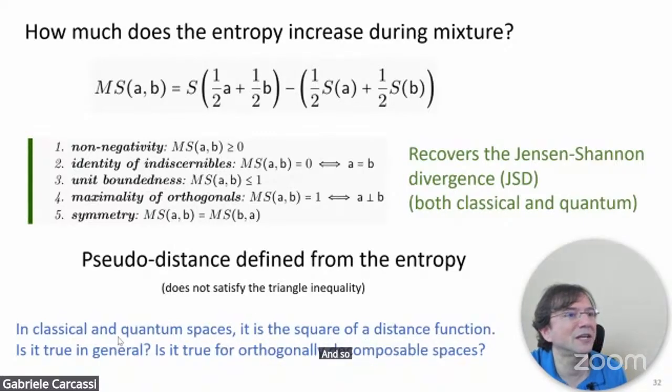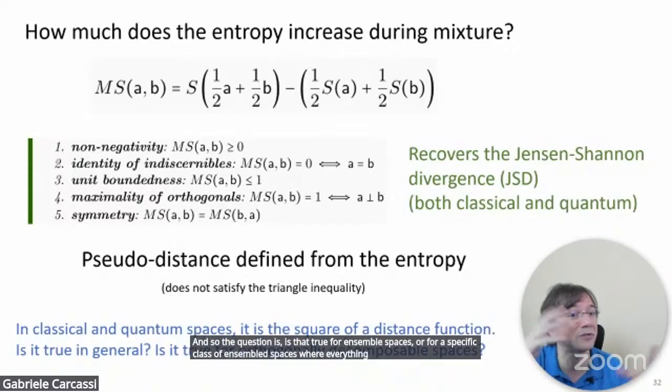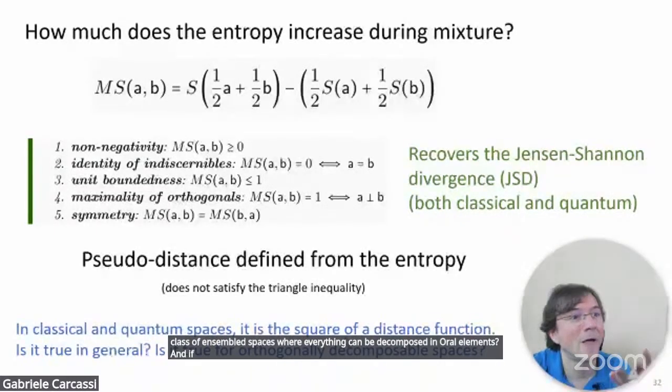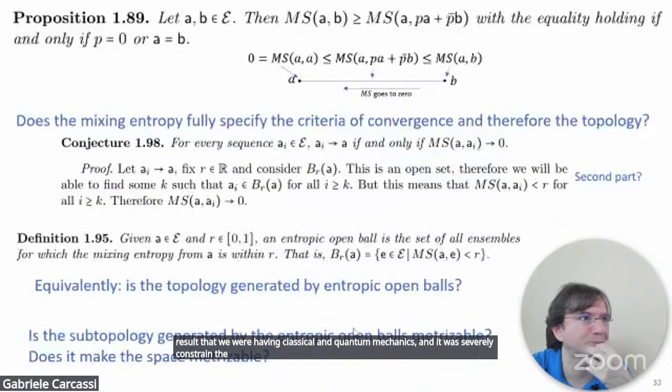And so the question is: is that true for ensemble spaces, or for a specific class of ensemble spaces where everything can be decomposed in orthogonal elements? And if this would be true, then again, it would be like a generalization of a result that we were having in classical and quantum mechanics, and it would severely constrain the type of spaces that you can have.